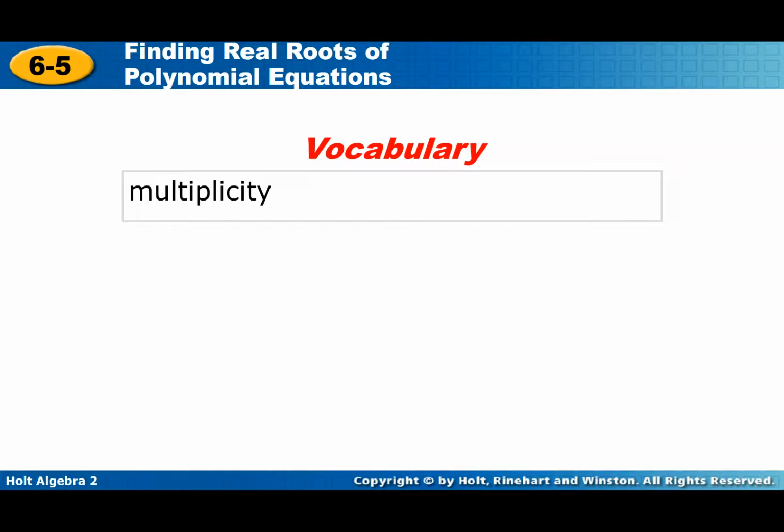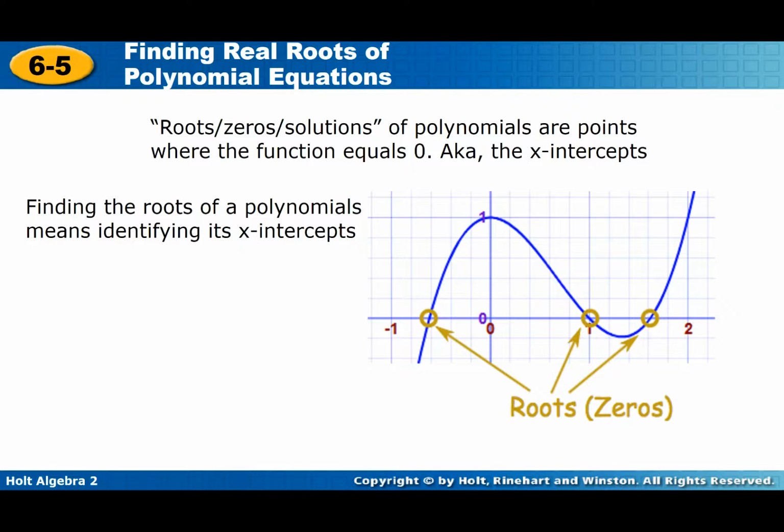So it's the same idea for polynomials. It's just that polynomials are another step up, because there's more than just quadratics when it comes to polynomials, but some of it is quadratics. So roots, just a reminder, roots, zeros, solutions, whatever you want to call them, of polynomials are points where the function equals 0, aka the x-intercepts.